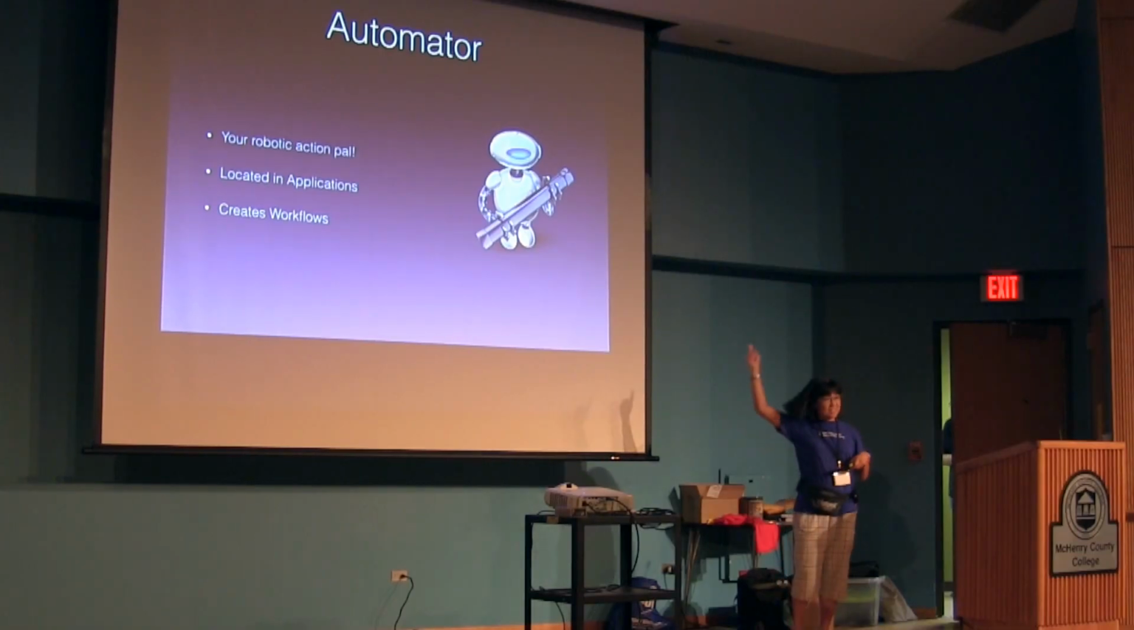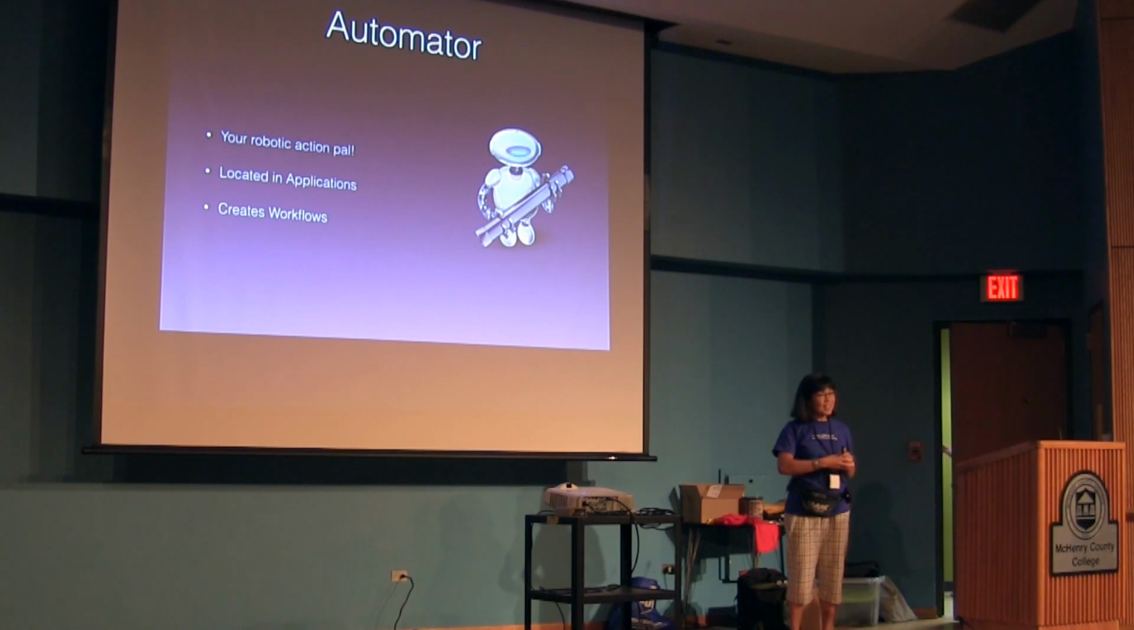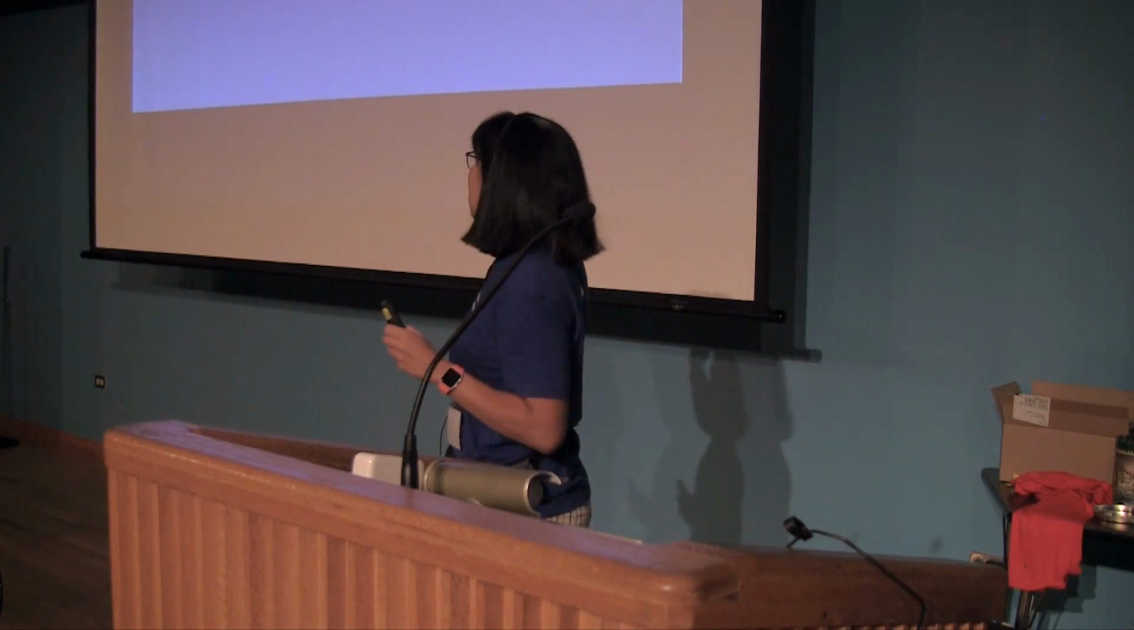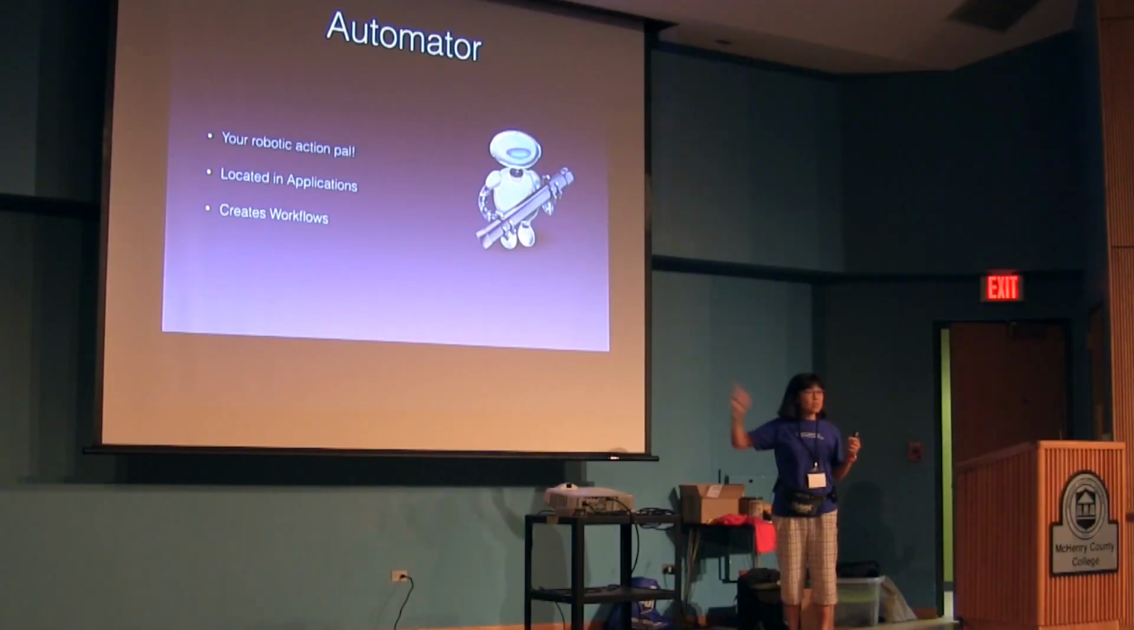And indeed there is. There is this secret tool that Apple's made probably since Lion, I think. And it's called Automator. And it's your robotic action pal. This is what I'm going to call it. It's located in applications. So if you open your applications folder on your Mac, you'll find Automator somewhere near the top. And it creates these little files, these little sets of actions called workflows. So Automator creates workflows.